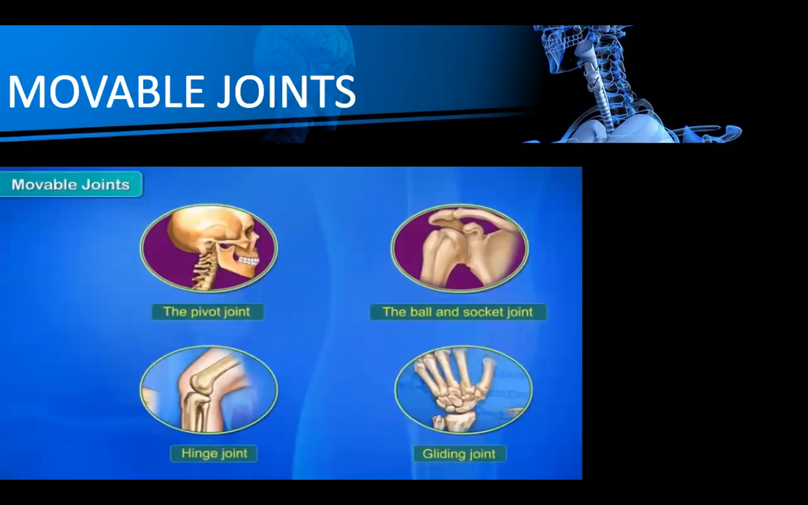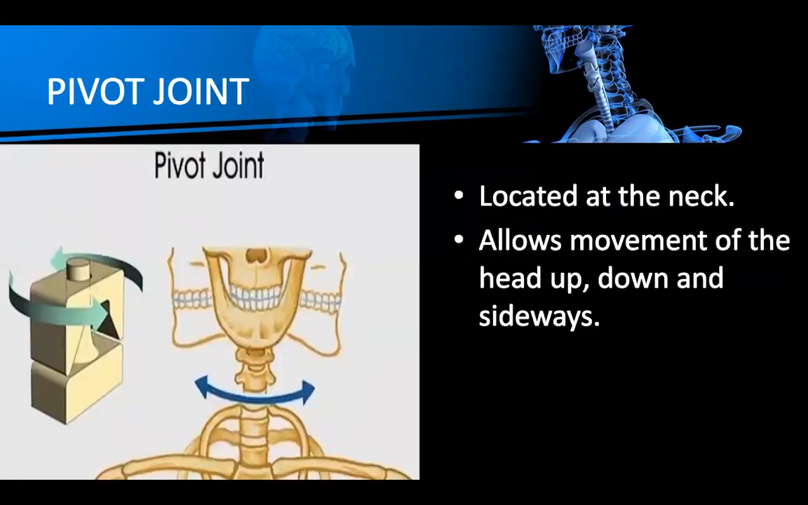Movable joints. There are four types of movable joints: the pivot joint, the ball and socket joint, hinge joint, and the gliding joint. Pivot joint. This type of joint is located between the skull and the first two vertebrae of the spine. It enables us to move our head upward, downward, or sideways.